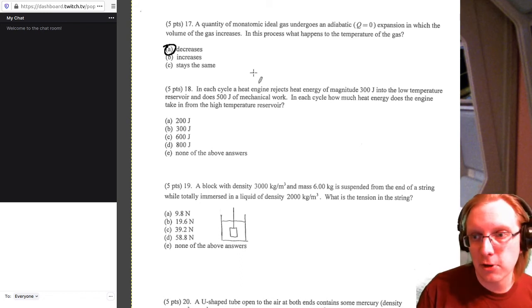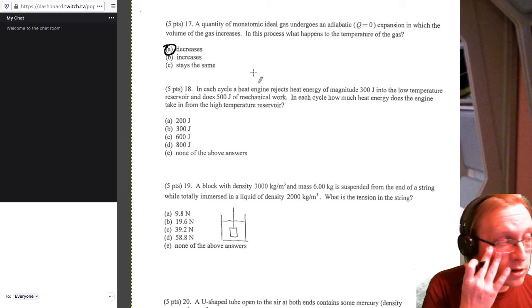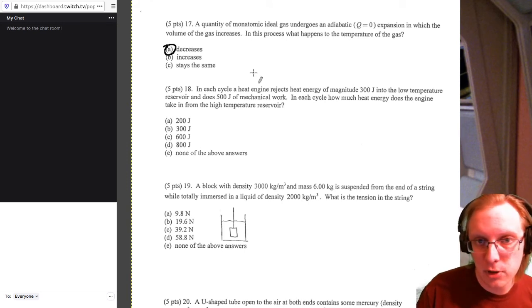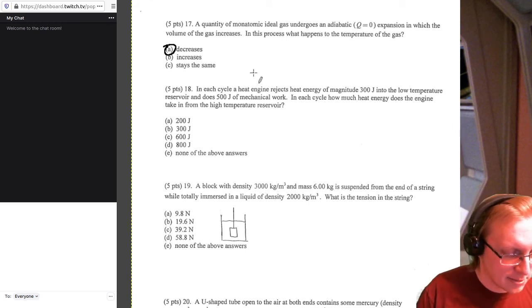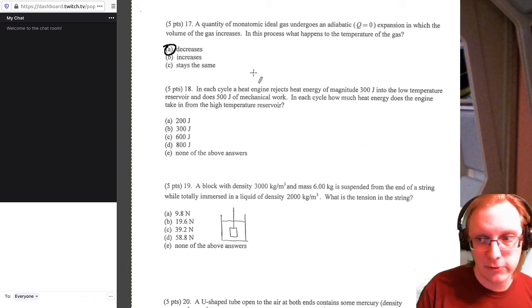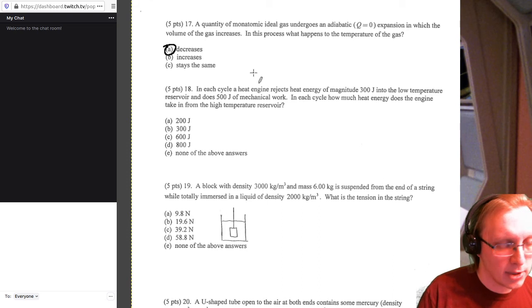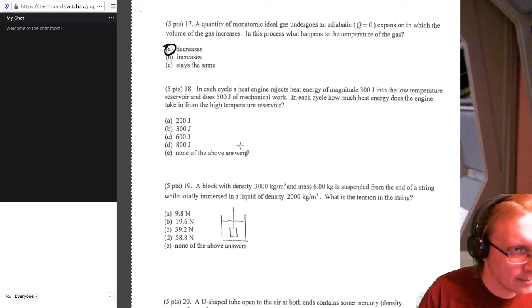Propane tanks. If you go out and cook on a camp stove with a propane tank, your little bottle could frost up. Same thing, adiabatic expansion. So we are decreasing here.